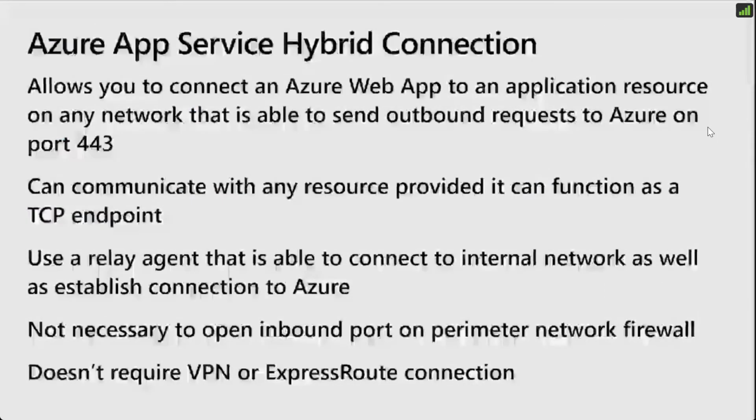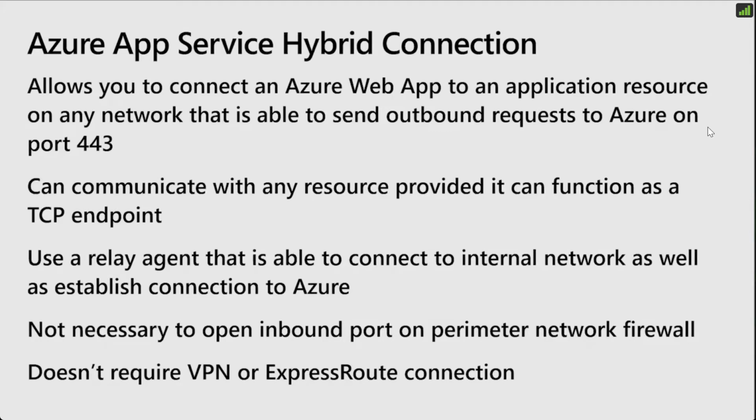So the next technology I wish to talk about in terms of hybrid cloud applications is the Azure App Service hybrid connection. So the idea of this one is, rather than, as we did in the first one, where we created a full relay from Azure to your on-premises application, with an Azure App Service hybrid connection, what it allows you to do is connect an Azure web app, obviously running in Azure, to an application resource on any network that is able to forward outbound requests to Azure on port 443.